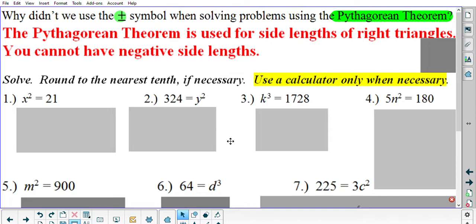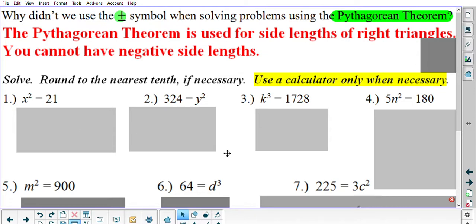I do believe for those of you who have the typed up guided notes in front of you that 1 through 4 are already done for you. I'm going to talk you through them though right now. Problem number 1 says x to the second power equals 21. So how do I do this?